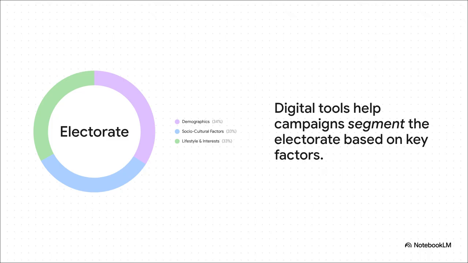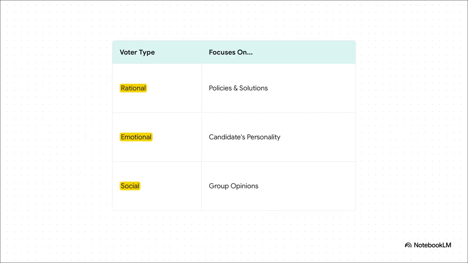All of this data helps them chop up the market into different segments. And that data is then used to craft very specific messages for different types of voters. For the so-called rational voter, campaigns will push ads about policies and solutions. For the emotional voter, the focus is all on the candidate's character and their personal story. And for the social voter, the goal is to create buzz and momentum within their social circles. A really smart digital campaign speaks to all three, just in very different ways.